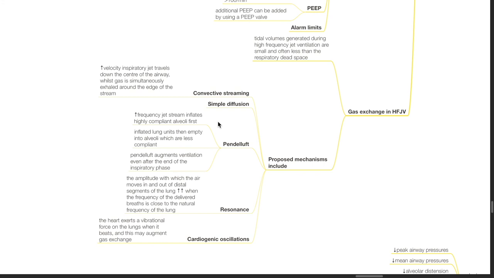In Pendelluft, the high-frequency jet stream inflates highly compliant alveoli first. Inflated lung units then empty into alveoli which are less compliant. Pendelluft augments ventilation even after the end of the inspiratory phase. In resonance, the amplitude with which the air moves in and out of distal segments of the lung increases significantly when the frequency of the delivered breaths is close to the natural frequency of the lung. In cardiogenic oscillations, the heart exerts a vibrational force on the lungs when it beats, and this may augment gas exchange.